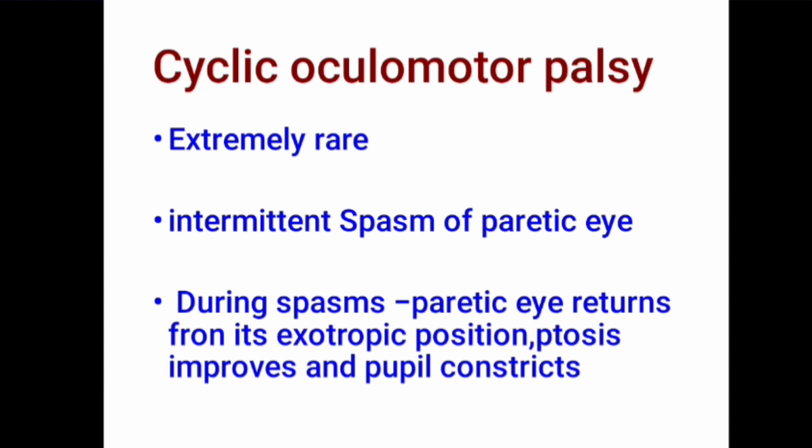The next entity is cyclic oculomotor palsy. Again, it's an extremely rare phenomenon. Here there is intermittent spasm of the paretic eye. So during spasms, the paretic eye returns from its exotropic position to the normal position, and there is improvement in the ptosis and the pupil constriction. That is cyclic oculomotor palsy.